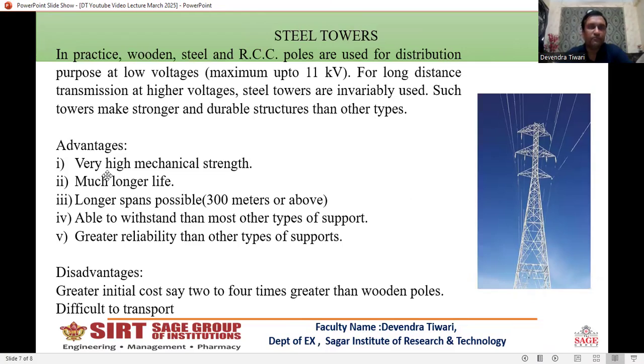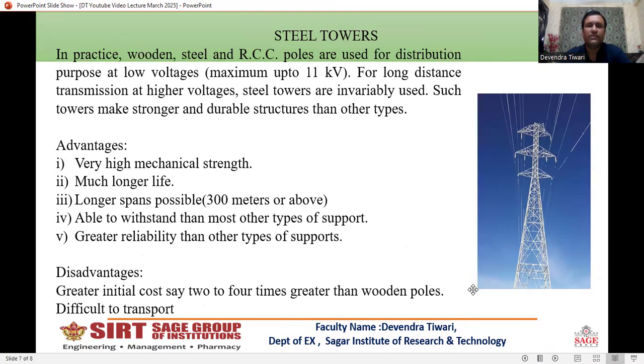Advantages: they possess very high mechanical strength, much longer life, and longer spans are possible. They are able to withstand more than most other types of support, with greater reliability. Disadvantages: greater initial cost, we can say 2 to 4 times greater than the wooden pole. Also difficult to transport due to their large structure.